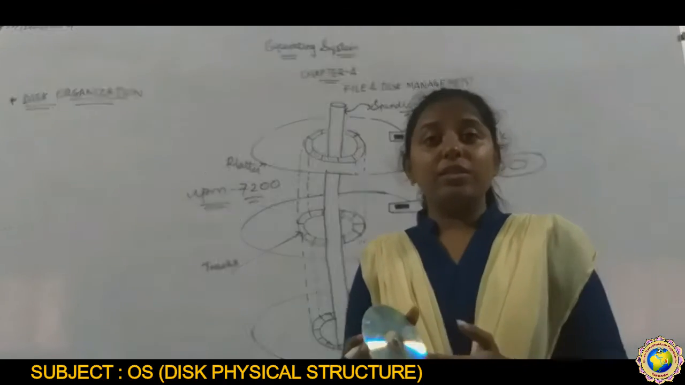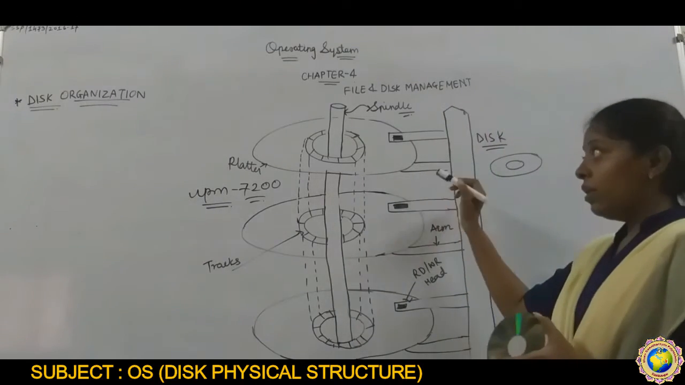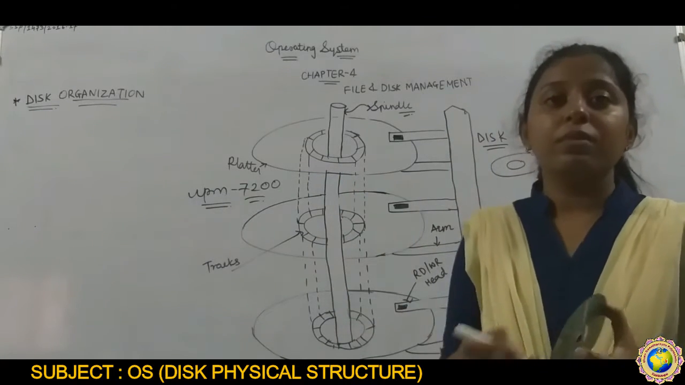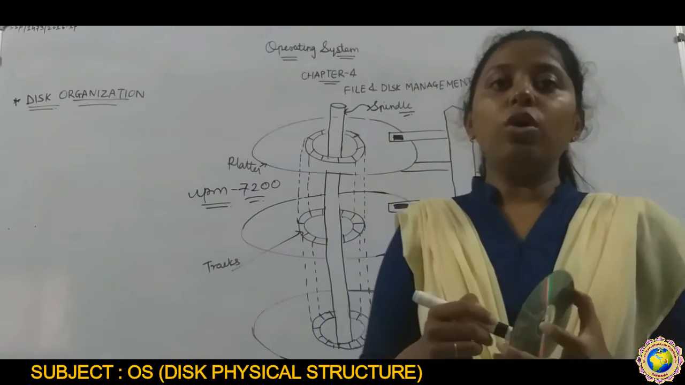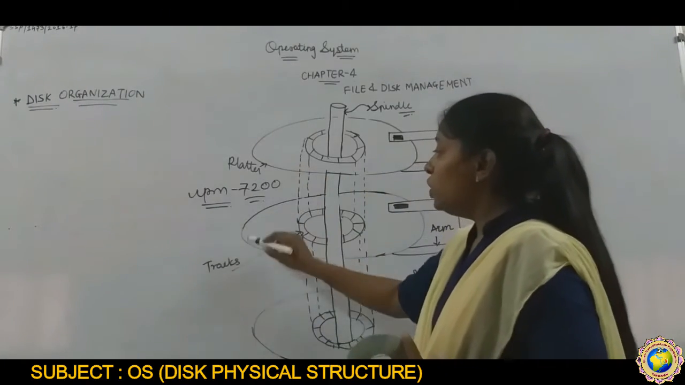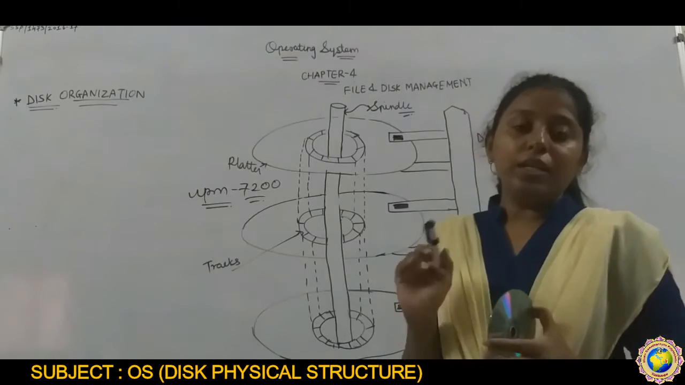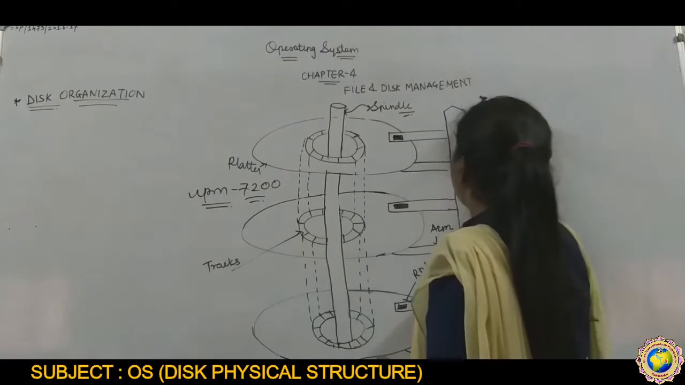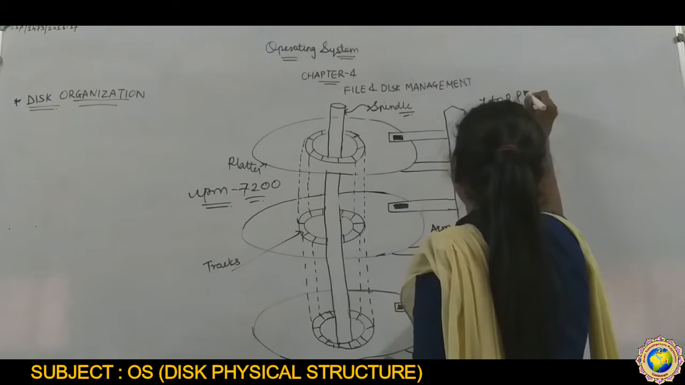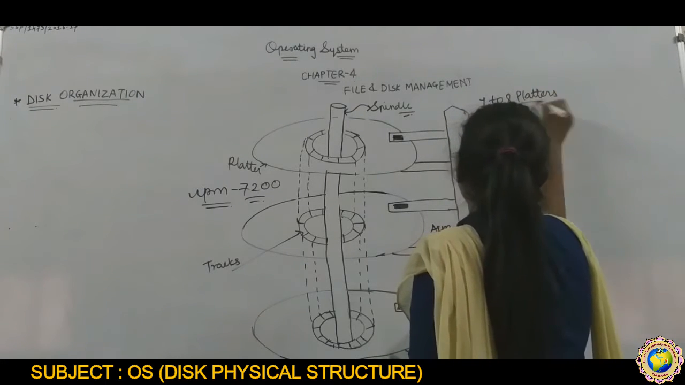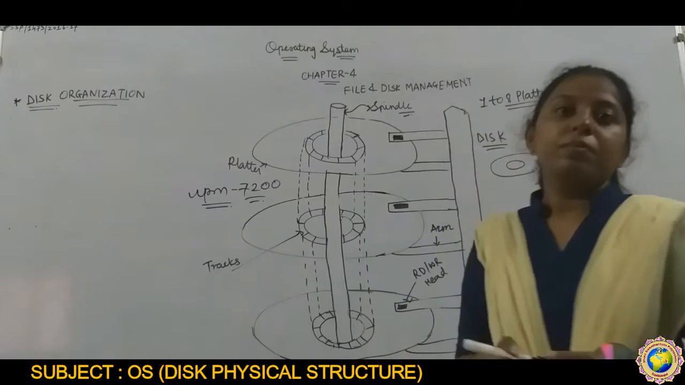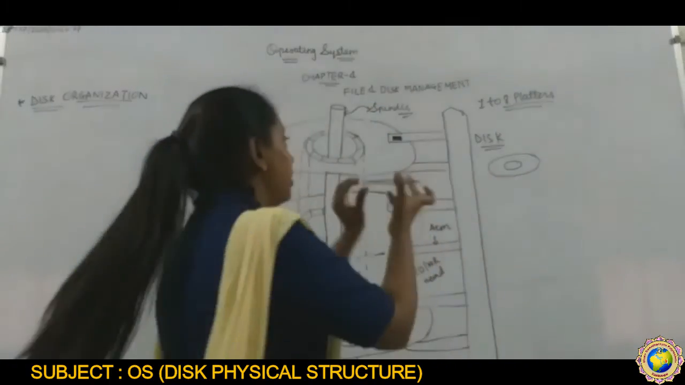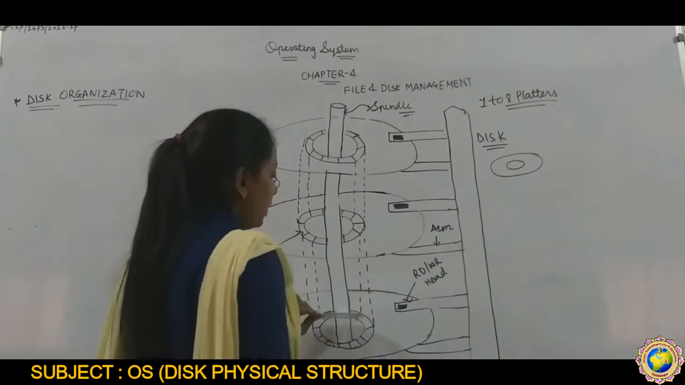But in the hard disk, these platters are coated with magnetic material. These are the platters 1, 2, 3. In almost every hard disk, 1 to 8 platters are there. So this kind of 8 CDs are there, 1, 2, 3 up to 8.